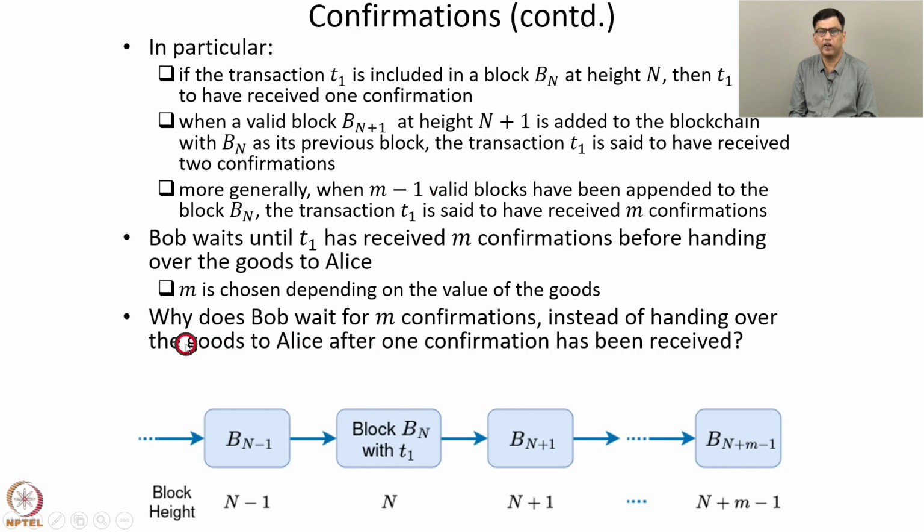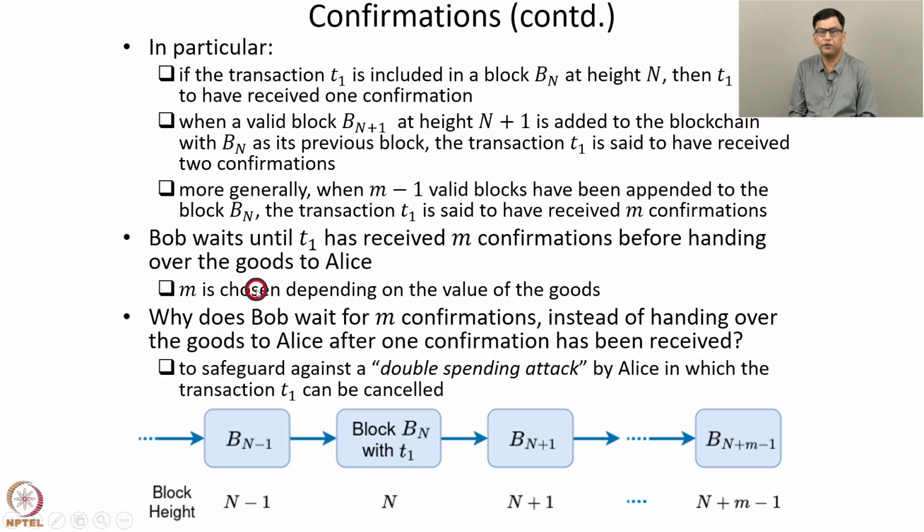Now the question is, why does Bob wait for M confirmations instead of handing over the goods to Alice after one confirmation has been received? This is to safeguard against an attack by Alice called the double spending attack, in which the transaction T1 can be cancelled. So what is this double spending attack? We will discuss this attack now.